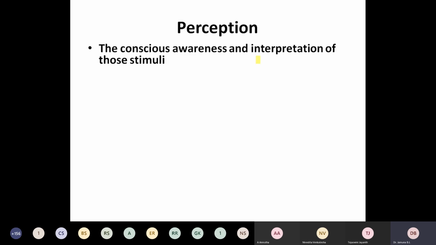So whether this object is a blunt object or a pointed object, or it is noxious or safe, you can interpret that. So what is the nature of those objects? All these things can be interpreted. That perception, when it comes to conscious awareness, becomes a perception. This occurs mainly in the cerebral cortex, that is the somatosensory cortex.